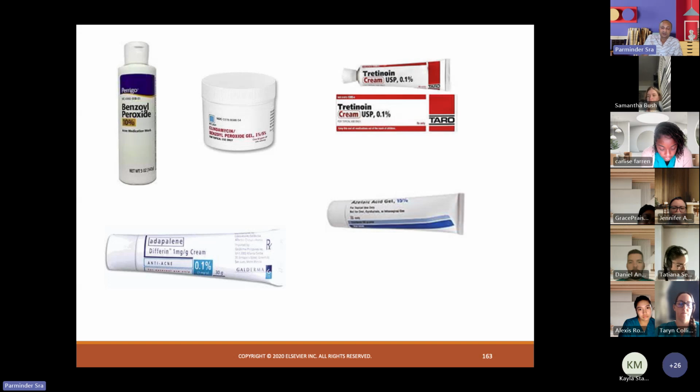Okay. Now, benzoyl peroxide, OTC, commonly used. The only thing is we may need to educate the patient to keep the skin moisturized because it may cause dryness.